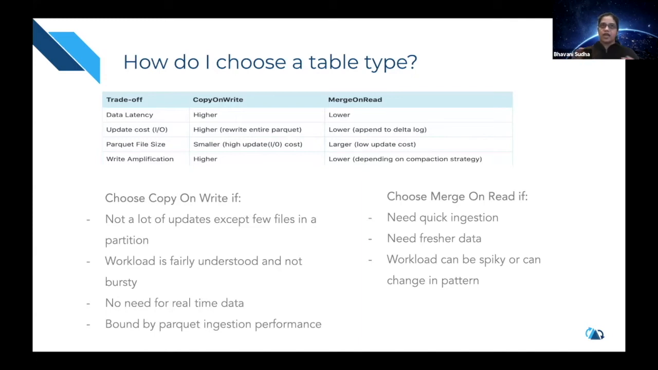So if you really want a replacement of your existing Parquet table, there aren't a lot of updates, you understand your workload, it's pretty smooth, there's no bursty traffic, and you do not really worry about having real-time data, then copy on write is probably the best choice. But it's bound to Parquet ingestion performance. On the other hand, if your workload is pretty unpredictable, or you need more flexibility, you need quicker ingestion, and you do care about fresher data, then merge on read is probably the right choice.